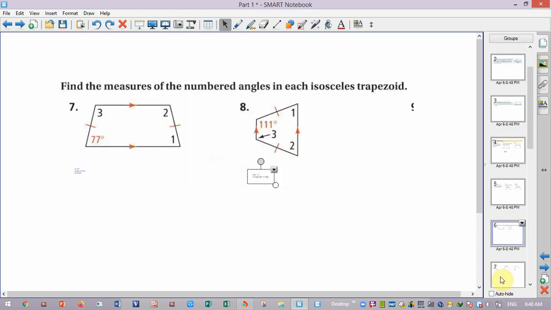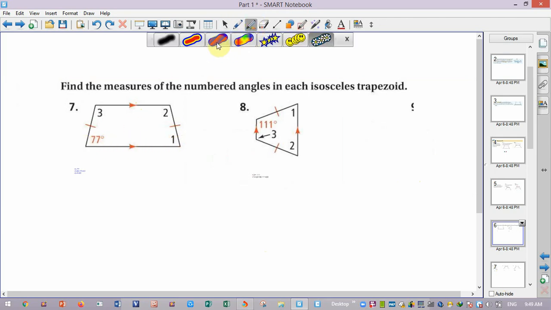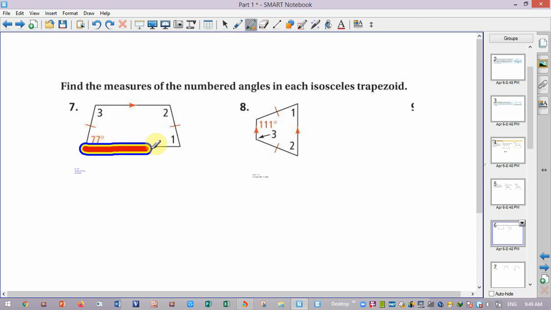Now, first example. Find the measure of the numbered angles in each isosceles trapezoid. This shape is a trapezoid and isosceles. What is the base angle? This parallel base is this one. Then the base angles are congruent. Then angle 1 equals 77. Excellent.